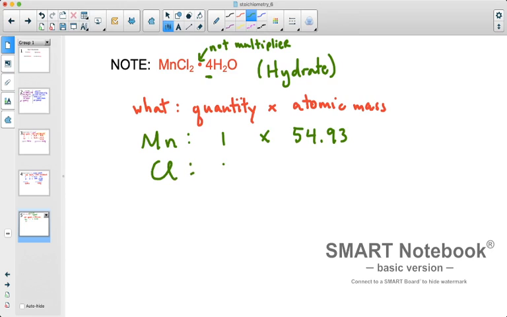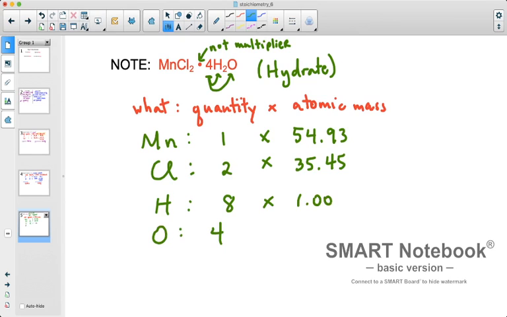Chlorine, I have two of those. I'm going to multiply that by 35.45. Now, the dot is a separator, not a multiplier, but I notice that I have a 4 coefficient in front of the H and in front of the oxygen. So watch what happens. For my hydrogens, I now have 8 of them, and I'm going to multiply it by its mass. And my oxygens, I have now 4 of those, and I'm still going to multiply by its mass. So the math still works the same way. You would just put this into the calculator and find this sum.